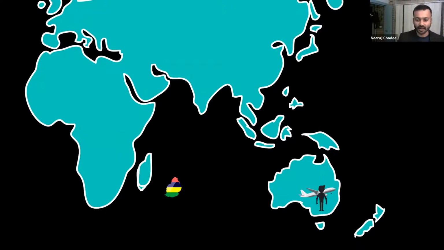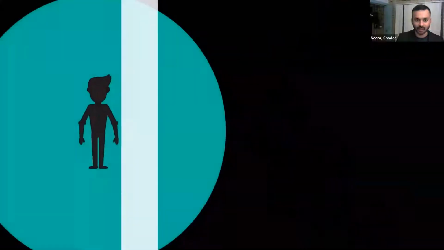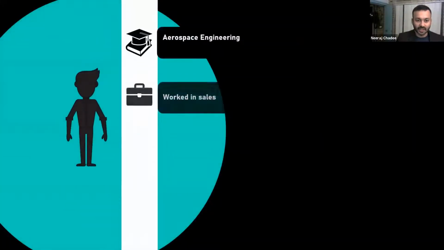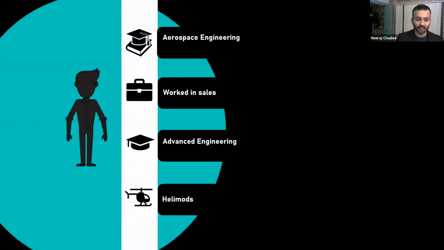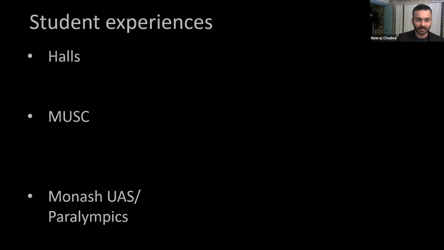In 2009, I came to Australia to Monash and started my Bachelor's of Aerospace Engineering. When I graduated in 2012, I ended up working in sales for a couple of years. At the tail end of that, I went back to Monash to do a master's in engineering part-time. Right after that, I got employed in my current role as an aerospace engineer at Helimots, where I've evolved since.